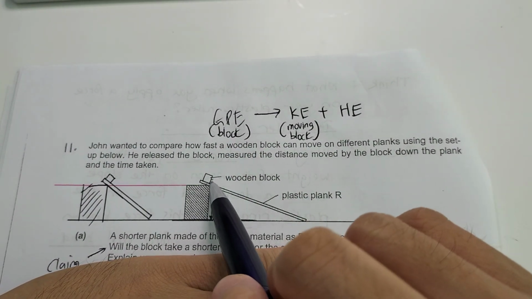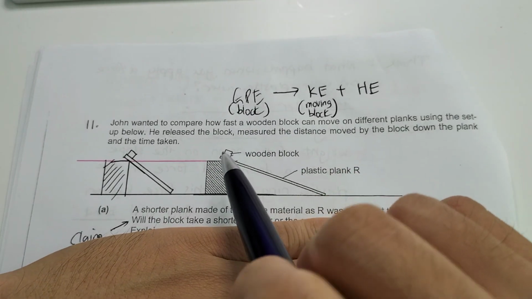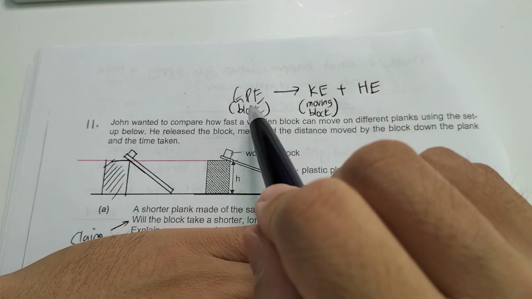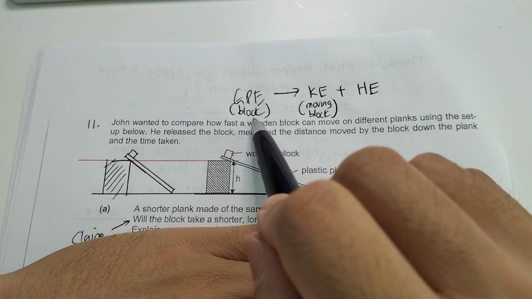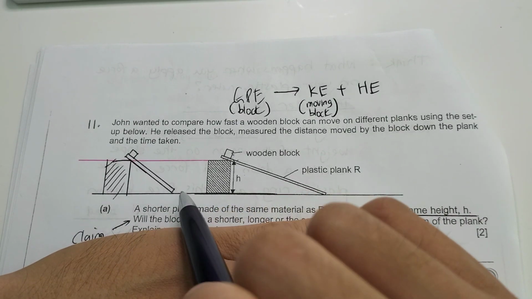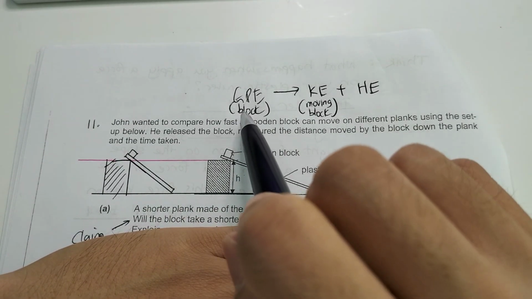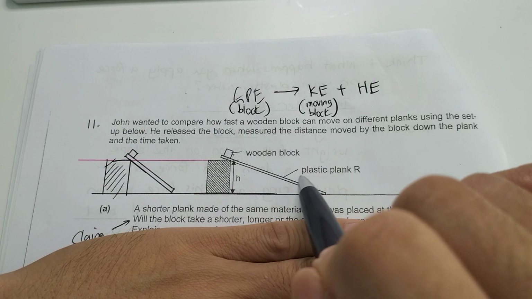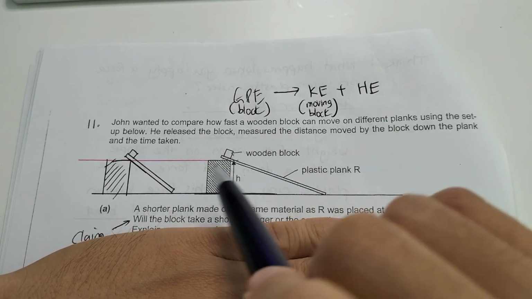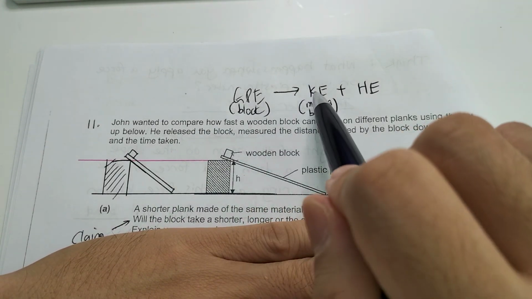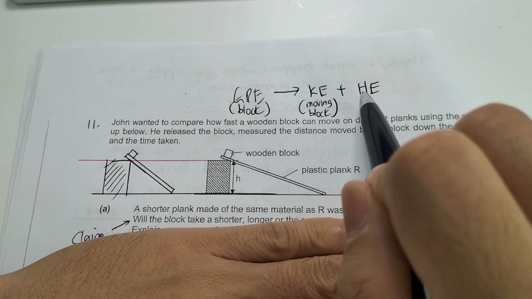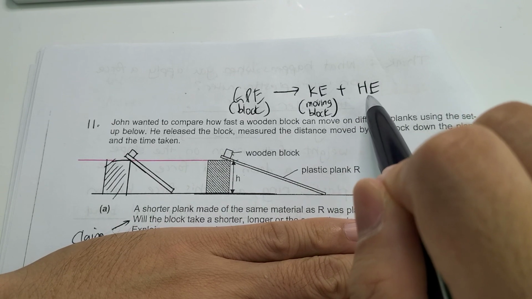So there is GPE in the block. And since it is the same block at the same height, the amount of GPE in the block is the same, whether it is in this position here or here over the shorter plank. As the block is released, it will slide down the plastic plank, whether it's this longer plank or the shorter plank, and convert to kinetic energy. And as it rubs against the surface, there will be some heat energy generated.